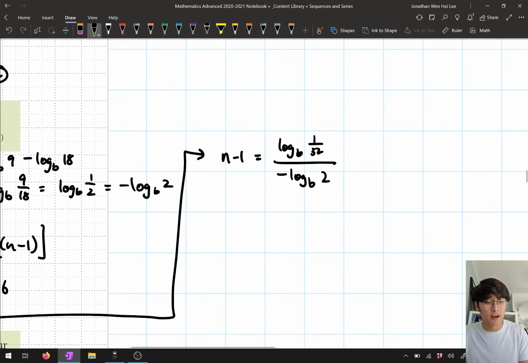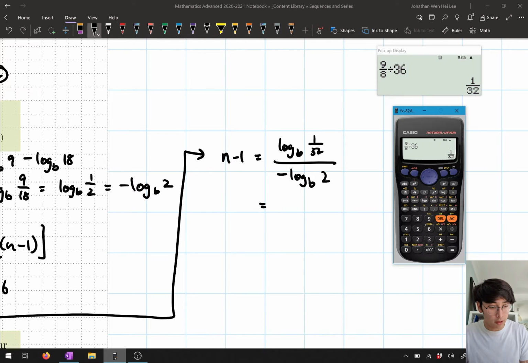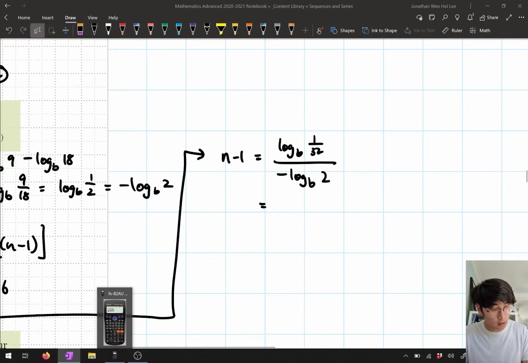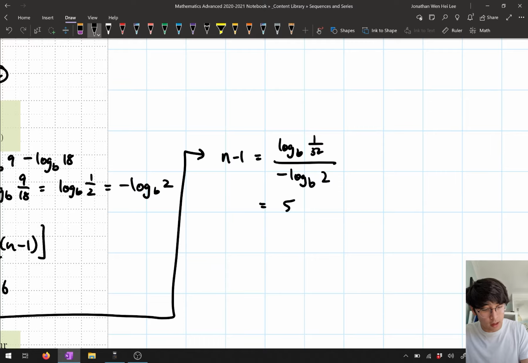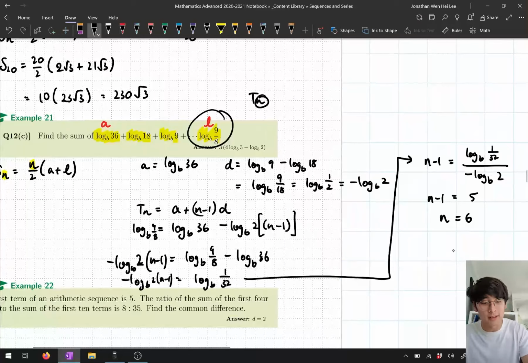Now, once again, we've got this random base log, but we can actually put this in our calculator. If you're not sure how to simplify it any further, log of 1 over 32 over log 2, and we want a negative version of this, so I'm going to put a negative sign out the front. Negative log 2. And so that will give me 5. And so here, n minus 1 is equal to 5, so n is equal to 6. And so that tells me that this term is my 6th term.